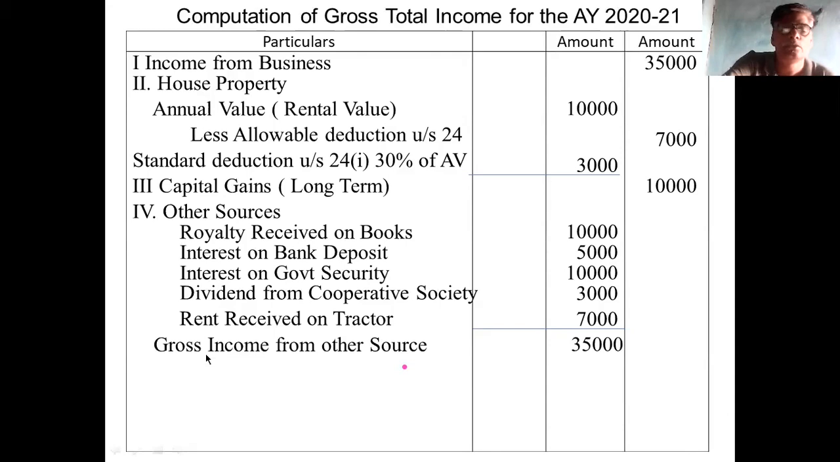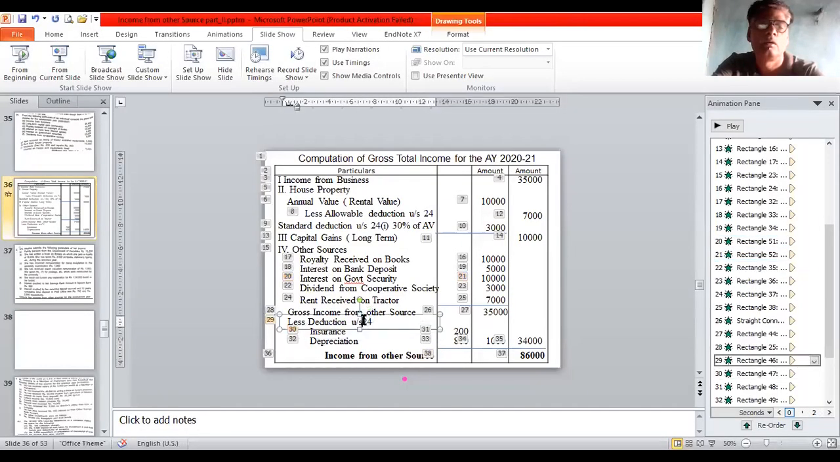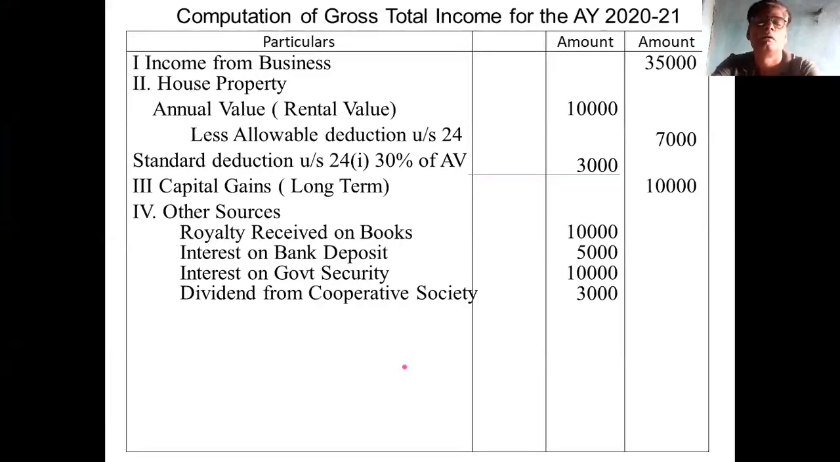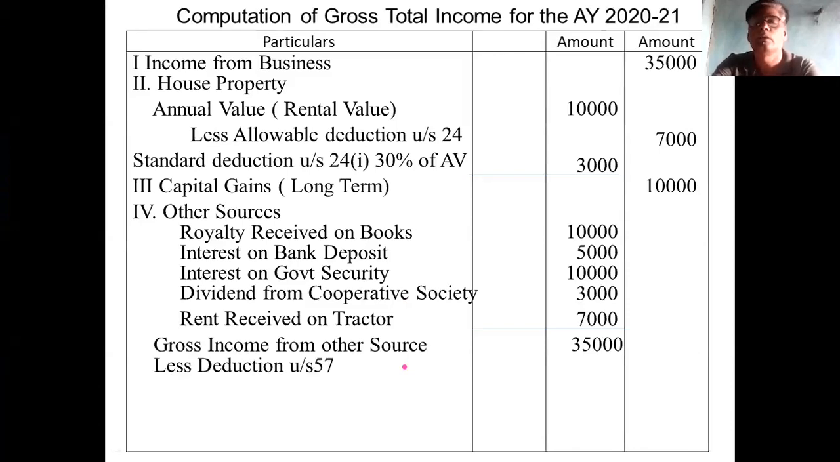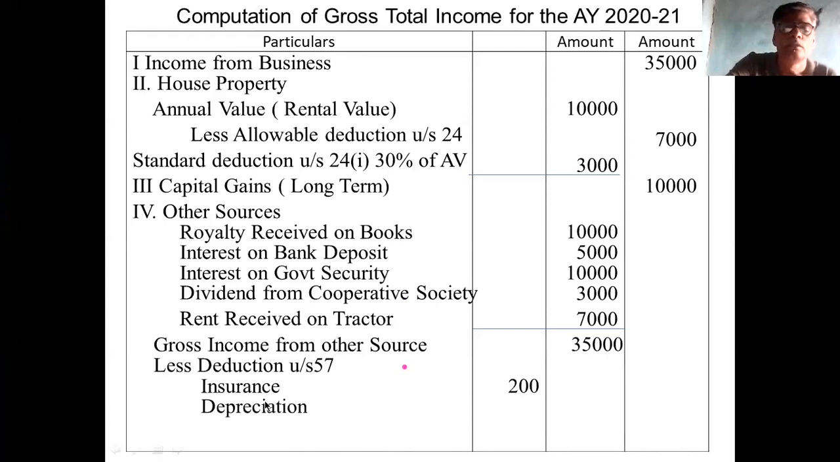From this 35,000 you deduct the deduction under section 57. Under that, two items are there: one is insurance, another is depreciation. Insurance and depreciation you deduct, total 1,000. Remaining is 34,000. 34,000 is the income from other source.